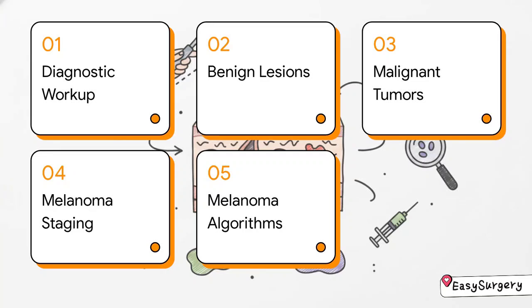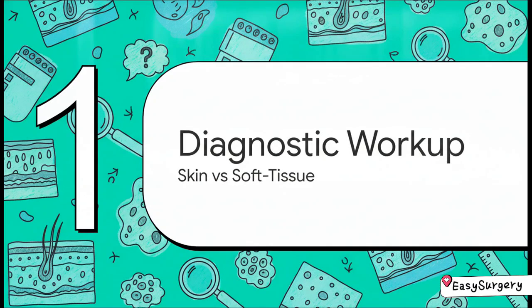Here's our clinical pathway for this session. We'll start with the diagnostic workup, move into benign and premalignant lesions, touch on malignant soft tissue tumors, and then spend the bulk of our time on melanoma, specifically risks and staging, wrapping up with surgical and medical algorithms. Starting off with Section 1, Diagnostic Workup, Skin Lesions versus Soft Tissue Masses.